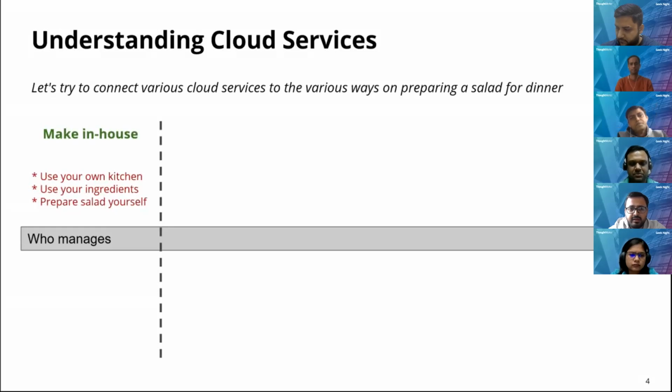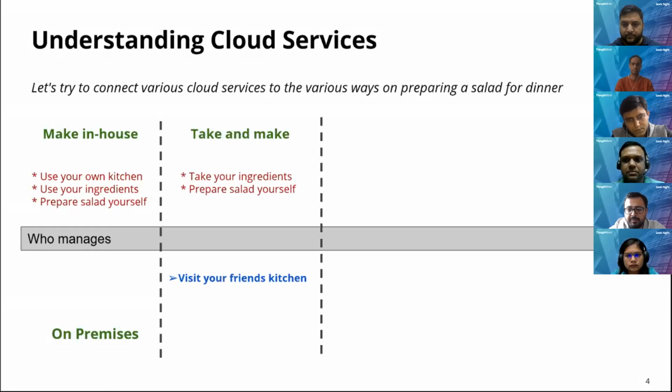The first option could be to make it in-house. Who manages that? Basically, you will be using your own kitchen. You will use your own ingredients and prepare your salad yourself. This is very similar to the on-premise mode of developing an application. You have your own storage, network, and computing power.